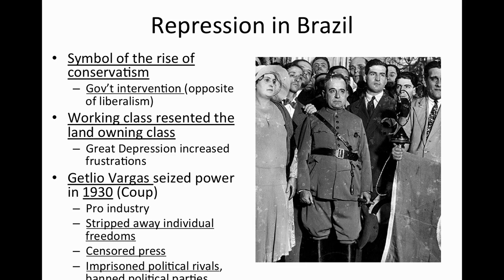The days of liberalism were kind of fading away. Again, remember, that's different from how we see conservatism today, right? But that's going to be a major change in Brazil. So keep that in your memory bank.